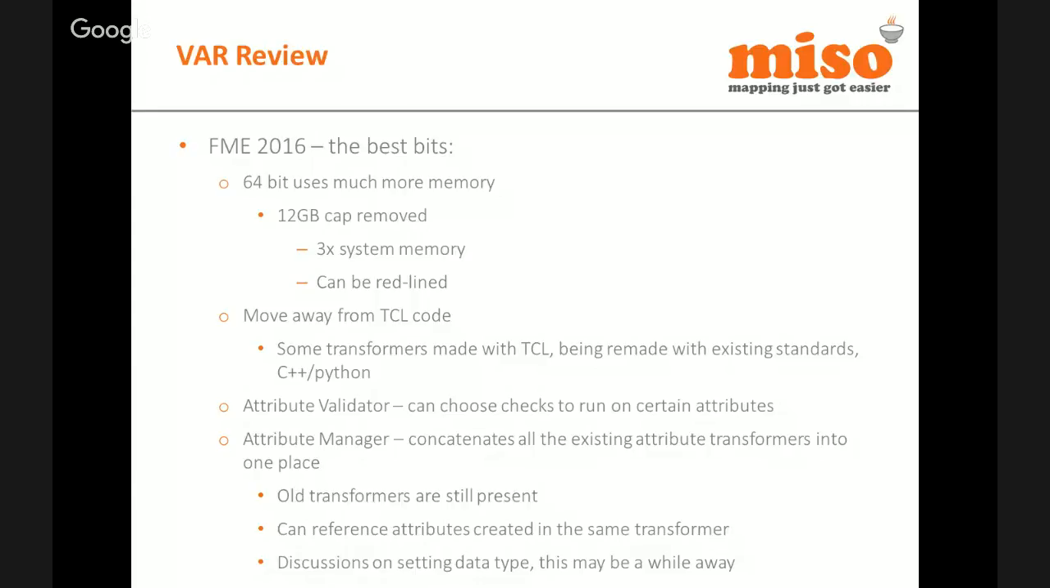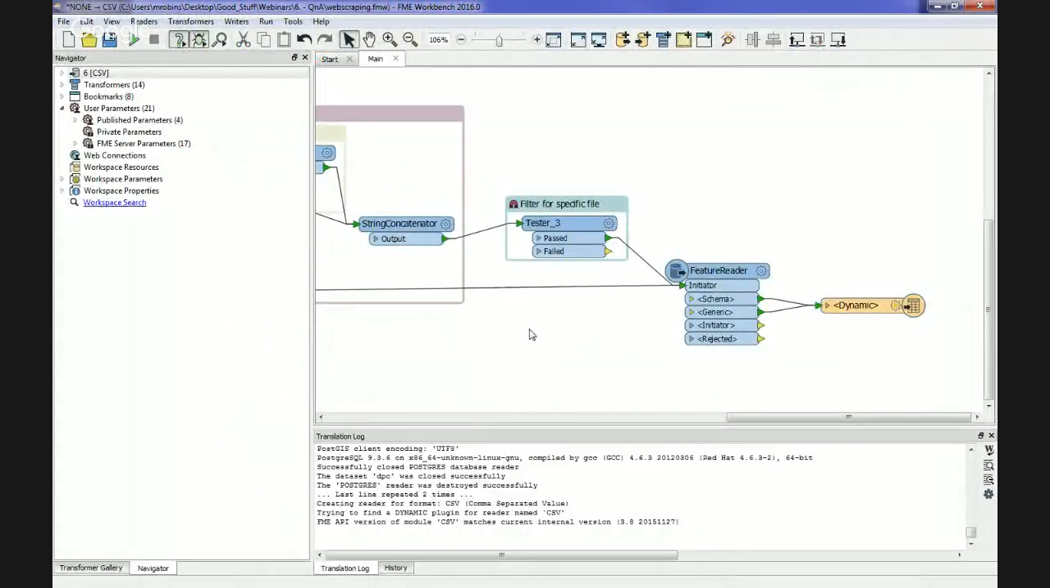All the attribute transformers are being merged together into an attribute manager, which you might have seen if you've got 2016 already. Basically, all the attribute creators, exposers, renamers, keepers, all of those are now condensed together into one attribute manager. So you can do all of those things in one place. You don't have to have separate instances of an attribute manager. All the old ones are still present, because if you want to use just a keeper, it will still be there. You can also reference attributes that you've already created. So I'll quickly show you this. Pull in attribute manager.